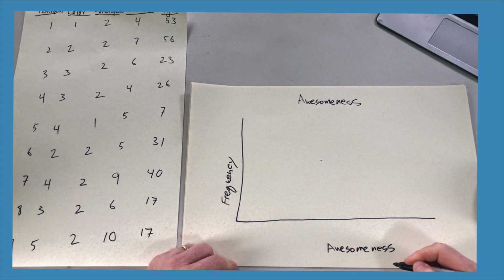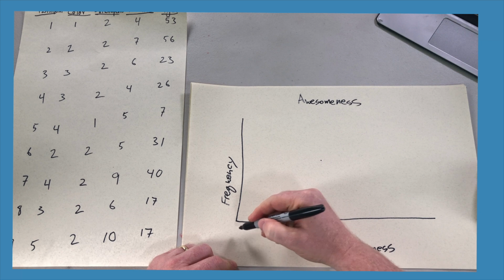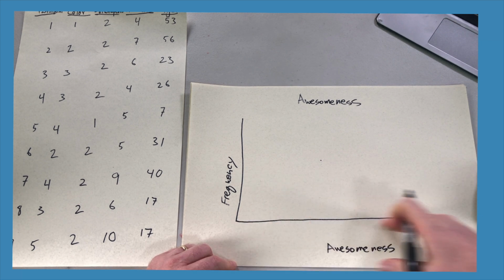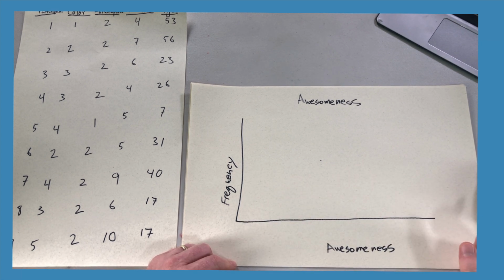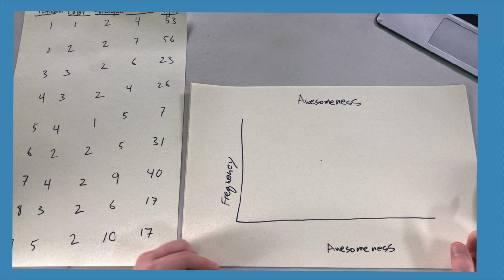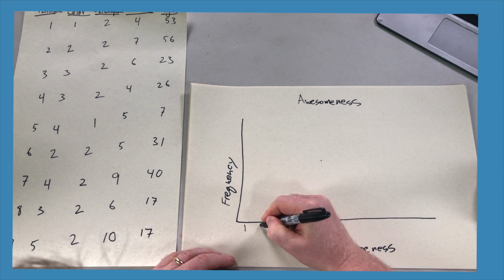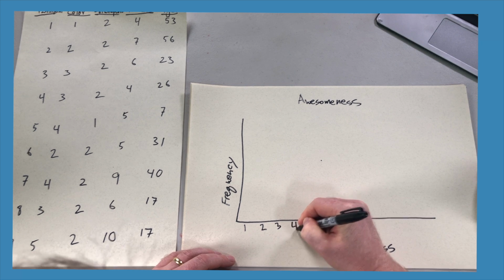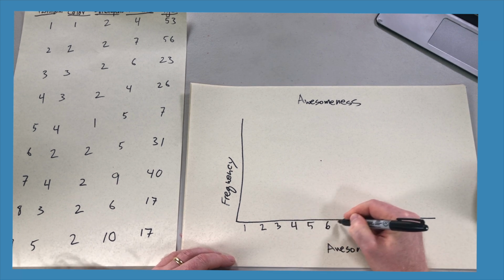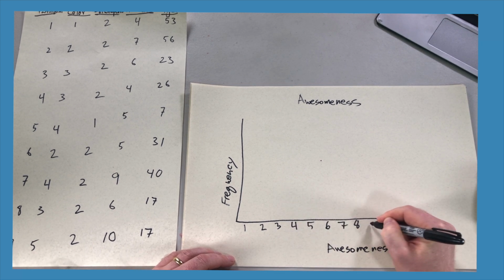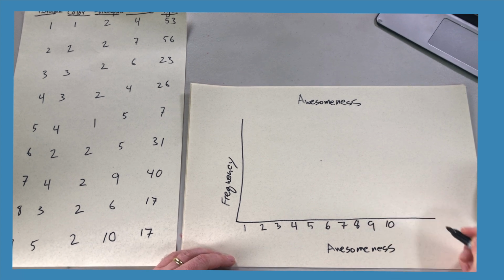And so, we need to keep this in order. We need to keep it in order now because the numbers actually mean something, right? The number 10 means more awesomeness than the number 9. So, we're going to put 1, 2, 3, 4, 5, 6, 7, 8, 9, 10.